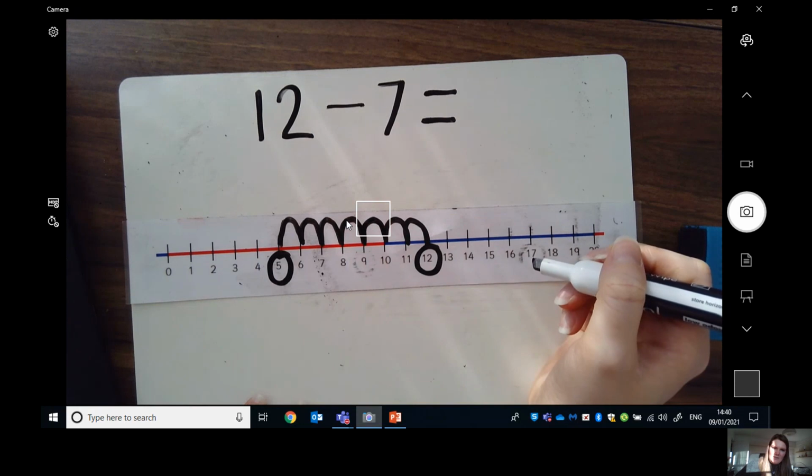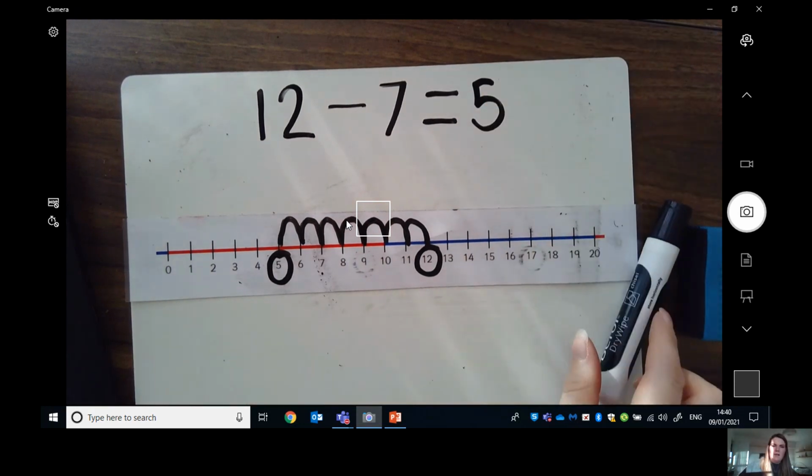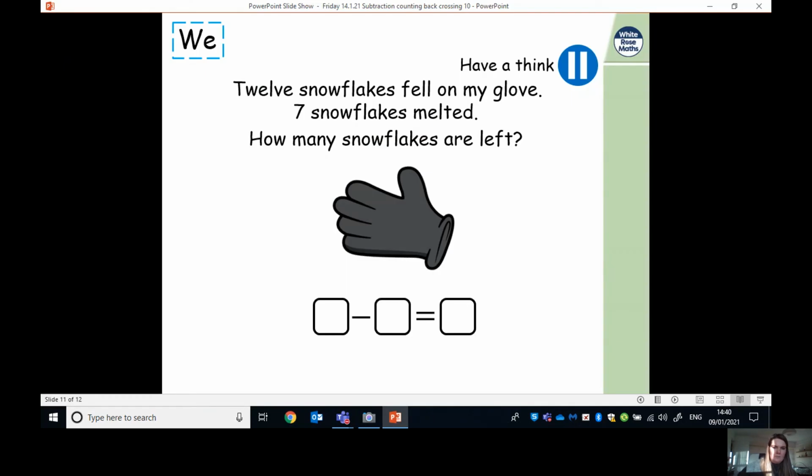How many do you think were left? 5. 12 snowflakes, 7 melted away. There were 5 left. Let's see if you're right. The sum was 12 minus 7. We think it's 5. There were 5 snowflakes left on the glove.